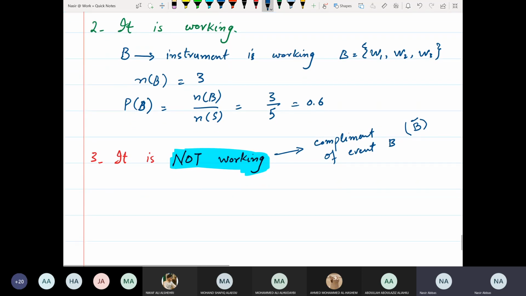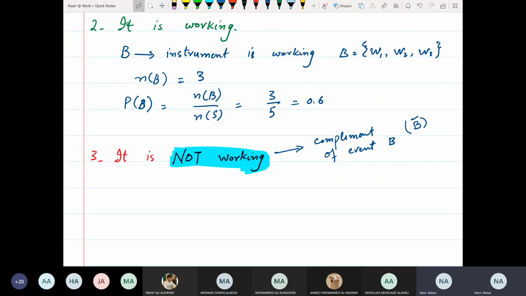And the formula for finding the probability of the complement of an event is the simple formula, which says that the probability of the complement of an event is 1 minus the probability of the original event. So we can find it from the probability of B, that will be 1 minus 0.6. This is 0.4, which is actually the probability of defective.